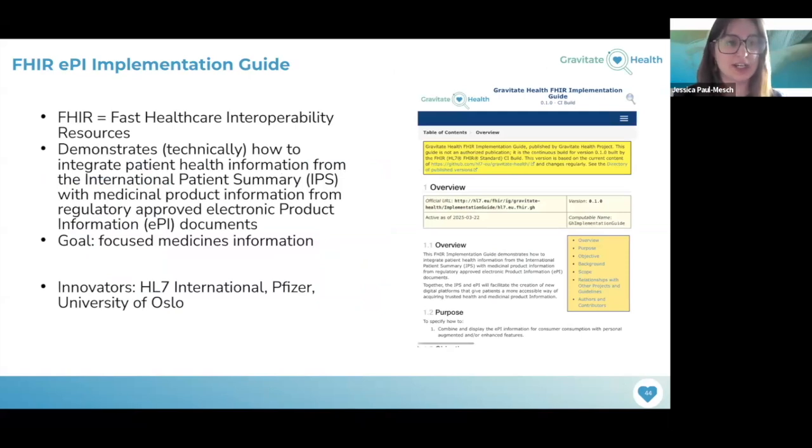With the FHIR API implementation guide, what the project has developed is an implementation guide using the FHIR standard. FHIR stands for Fast Healthcare Interoperability Resources, which demonstrates how to, at least in a technical way, integrate patient health information from the International Patient Summary with the ePI documents. The goal here is, of course, for us at least as a project, to provide focused medicines information. And as we have already heard in the introductory poll that was conducted, we have some developers here among us. So this could be interesting for you in the future to use or to learn from the knowledge created within the Gravitate Health project. Next slide, please.